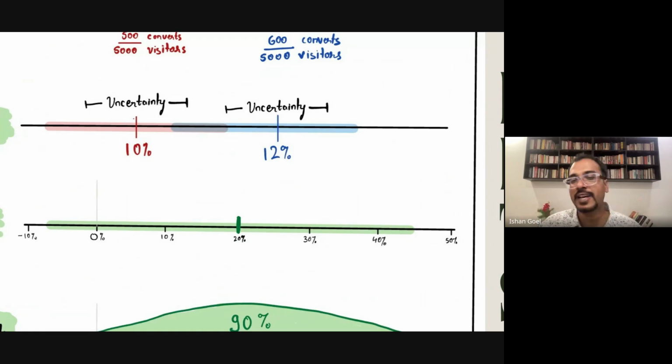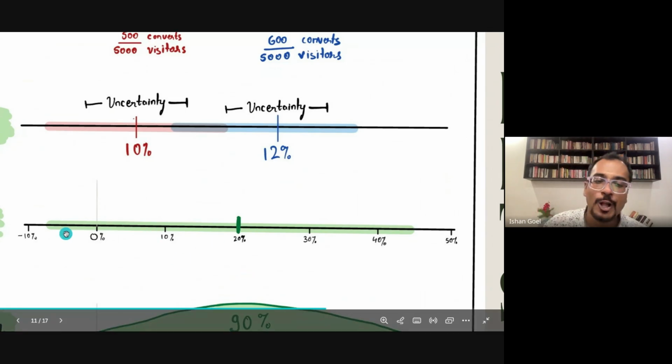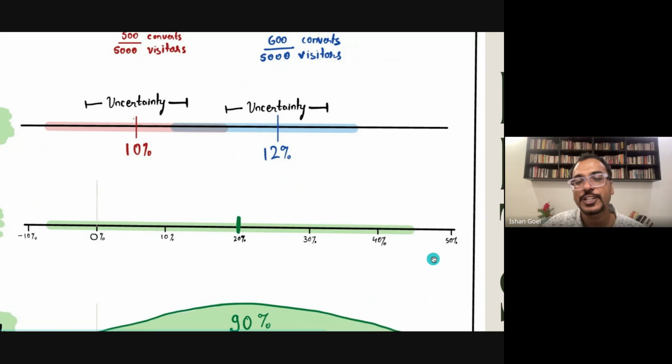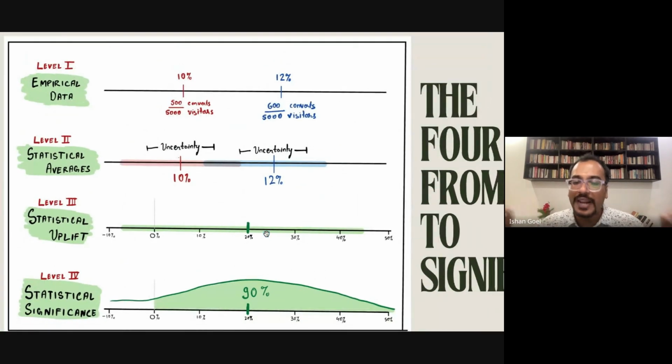Now, the interesting part here is that uplift also has a standard deviation to it, an uncertainty, which is essentially the sum of the uncertainty in both control and variation. So the uncertainty in uplift is wider. What uplift is saying is that maybe the control has a baseline conversion rate of 9% and maybe the variation has a conversion rate of 13%.